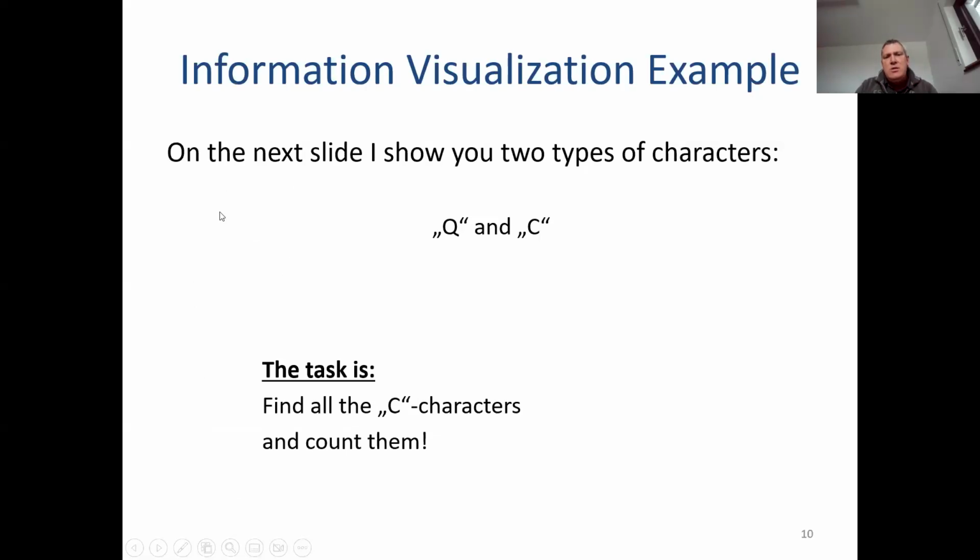Now on the next slide, I can show you a very simple example in information visualization, just to get started with some kind of task. Because I said visual attention always depends on the task. So what we see actually, and what we are going to solve in the visual stimulus: on the next slide, you see a few letters or characters, Q and C letters, and your task is to find all the C characters and count them.